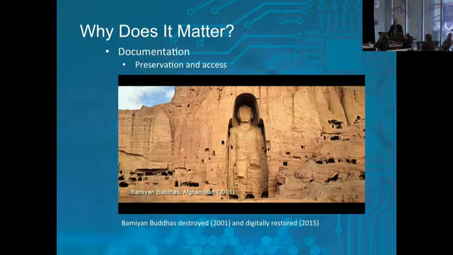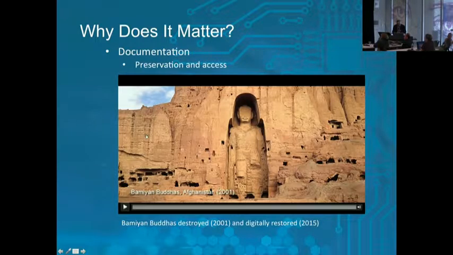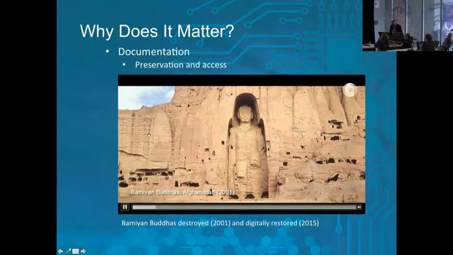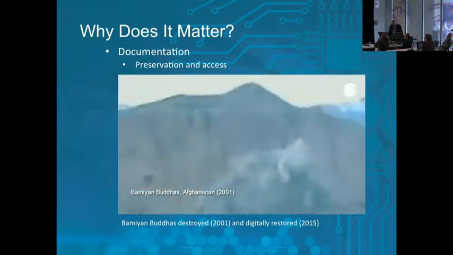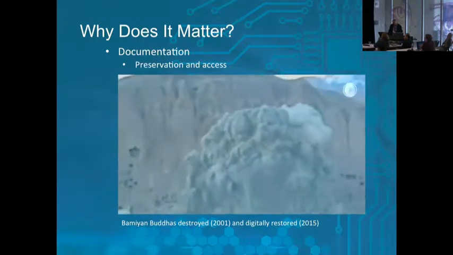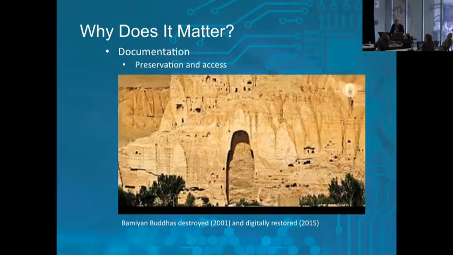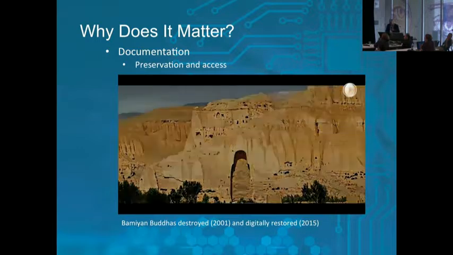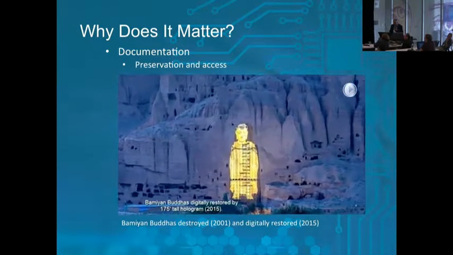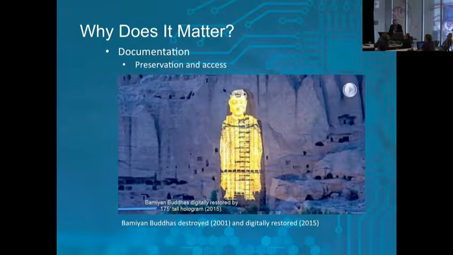It brings powerful new tools to the table. One example is seen in this video. The Bamiyan Buddha was blown up by the Taliban in March of 2001. In 2015, it was digitally restored on the basis of 3D photogrammetric modeling of exactly the kind that we're researching here at IU. Before virtual heritage came along, the story of the Bamiyan Buddha could not have had this relatively happy ending.